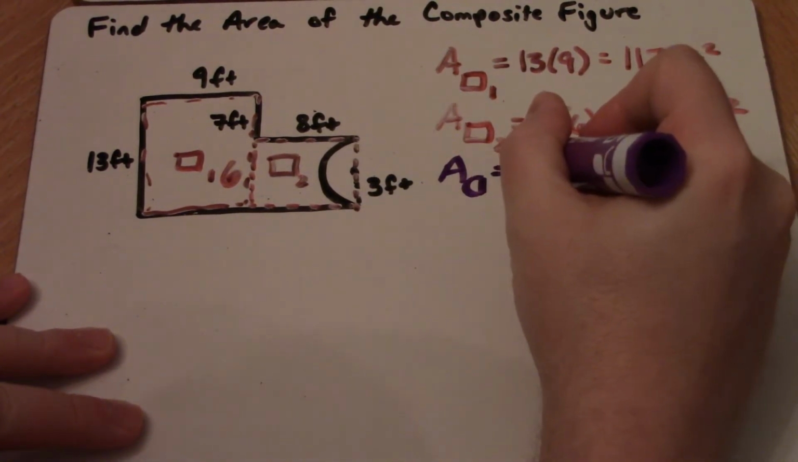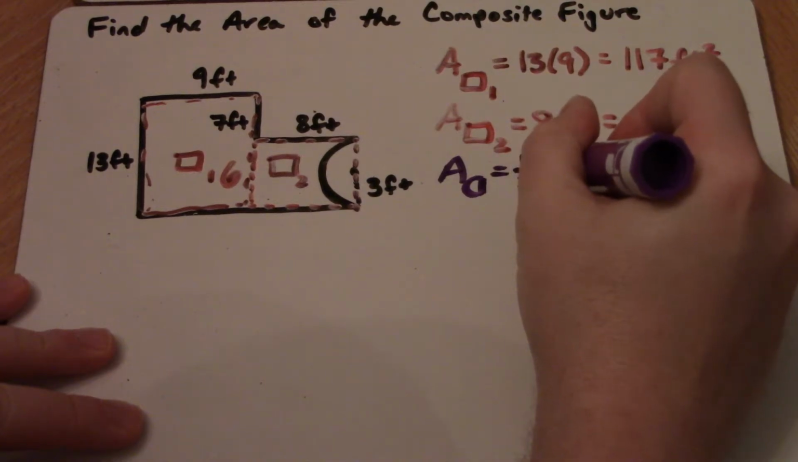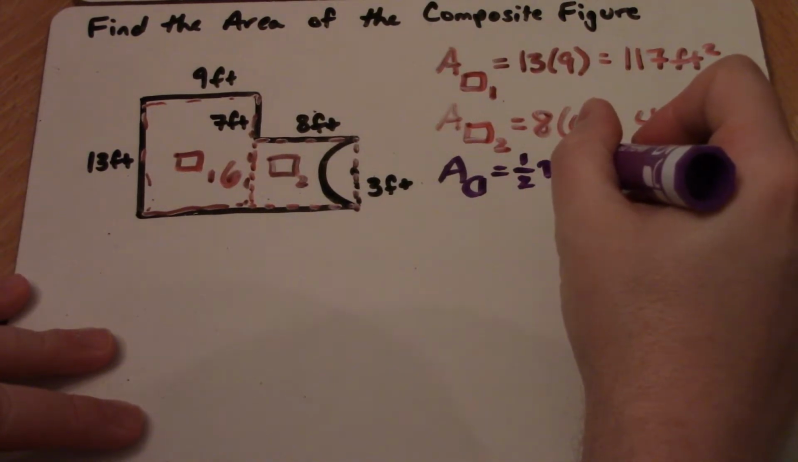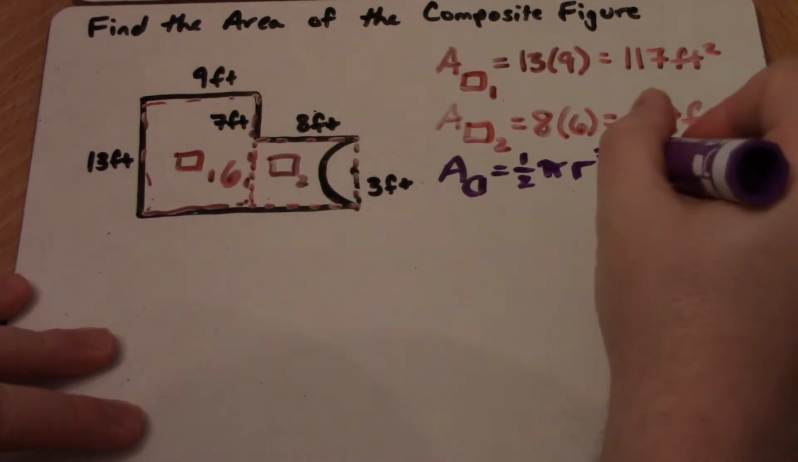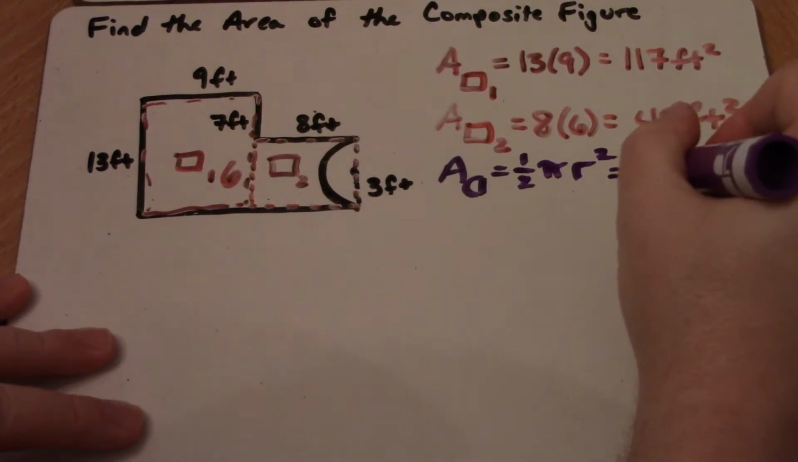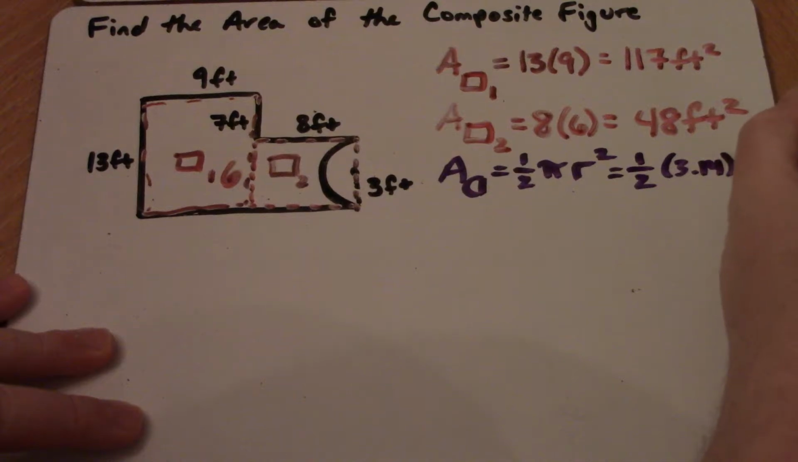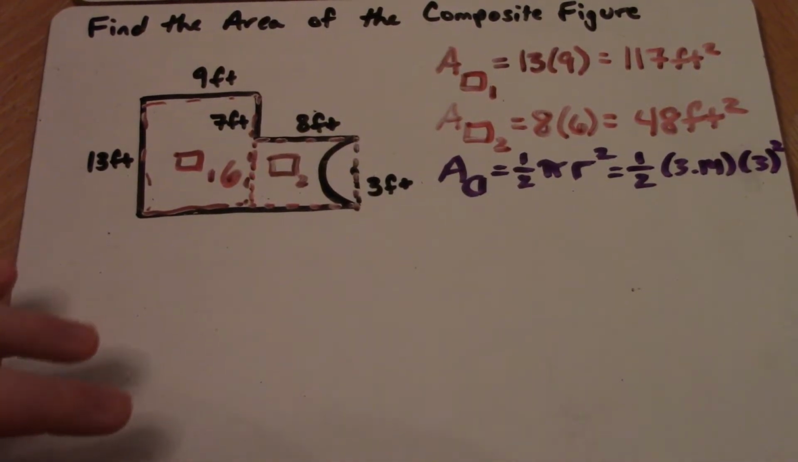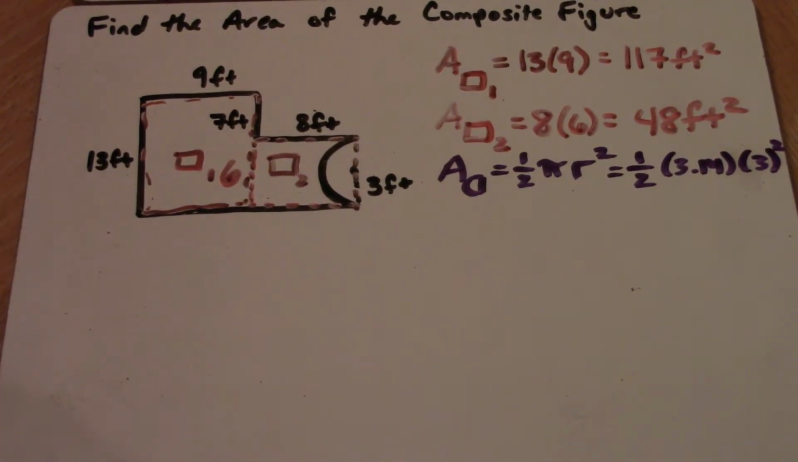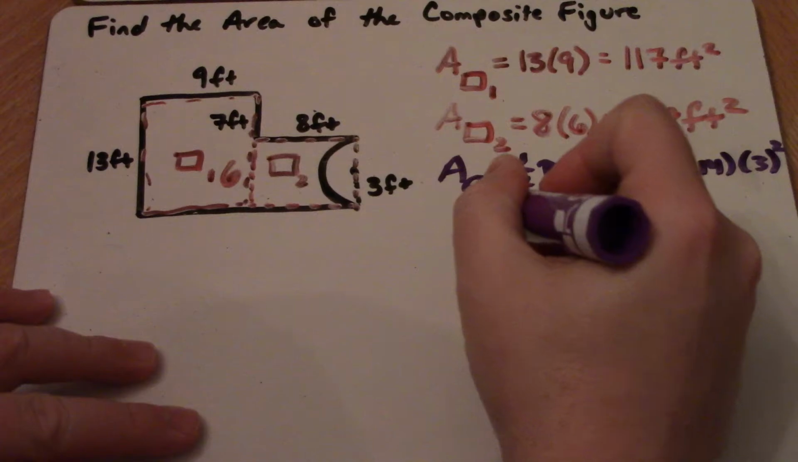As for the semicircle, again, we will use 3.14 to represent pi. The radius is 3, so we're doing 1/2 times 3.14 times 3 squared. That would be 14.13 square feet.